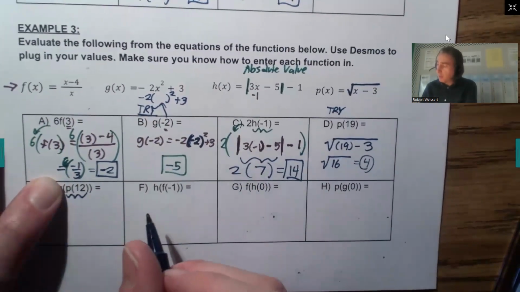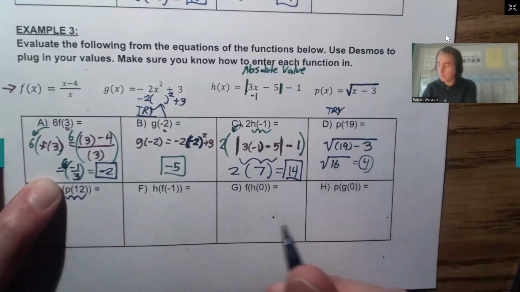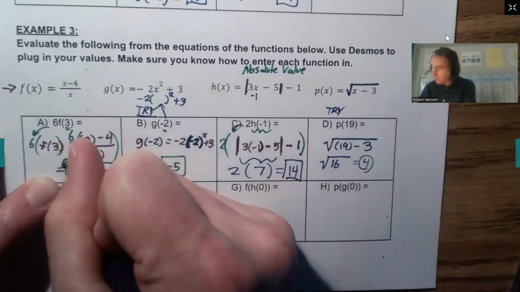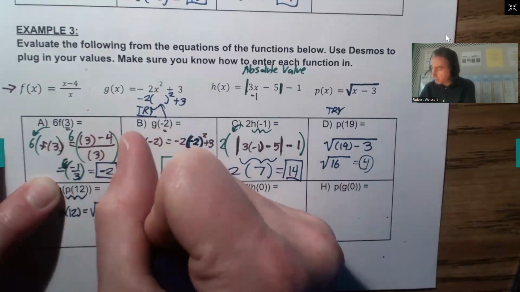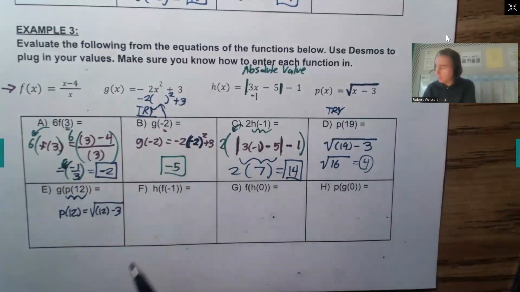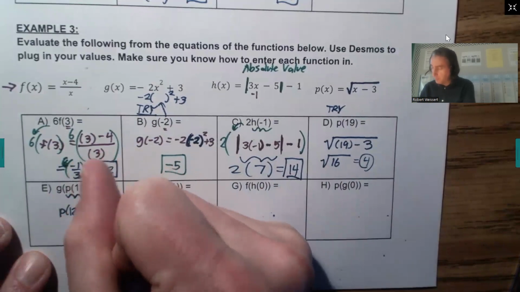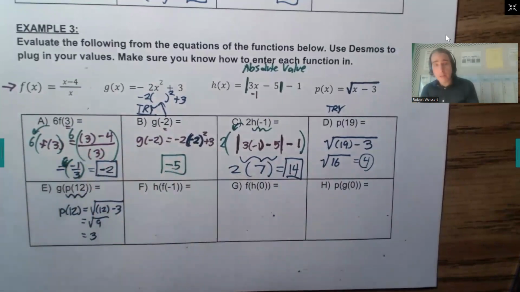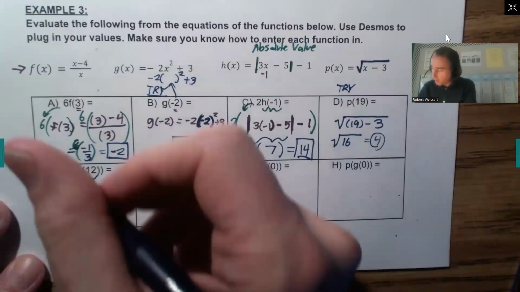So p of 12, we just did the p function. That's going to be the square root function. So p of 12 is the square root of 12 minus 3. Well, 12 minus 3 is 9, okay? So the square root of 9 is going to be, use your calculator if you'd like, but the square root of 9 is 3. Once you have that answer, that is going to now be inputted into the g function.